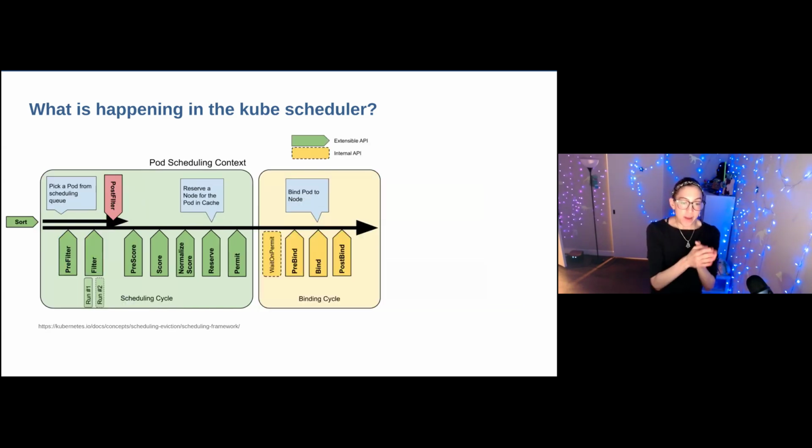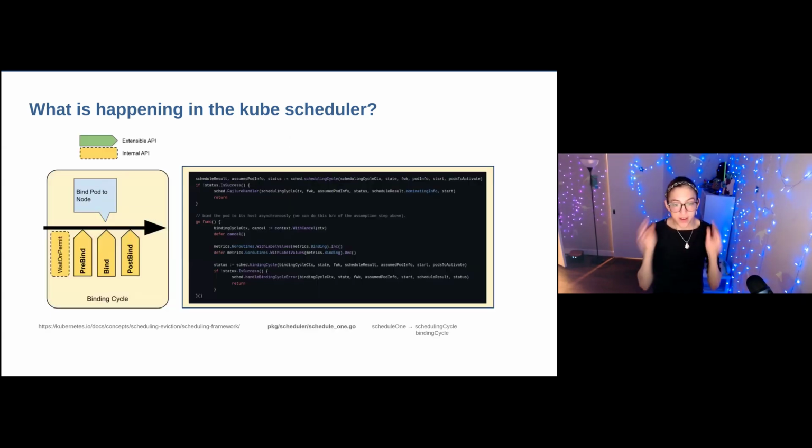So if your pod makes it through the scheduling cycle, you get to the binding cycle, which is what it sounds like. This is where you're basically going to have a request to say, okay, this pod needs to be bound to this node. Here's the name of the node, and here's the pod. Off you go. That's going to be done via the API server.